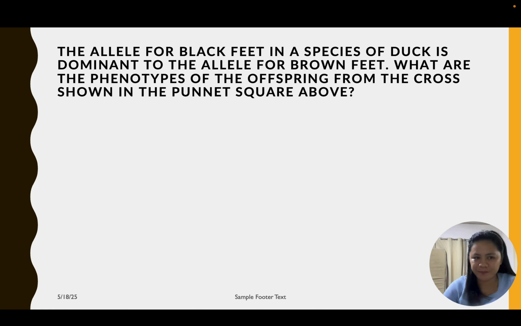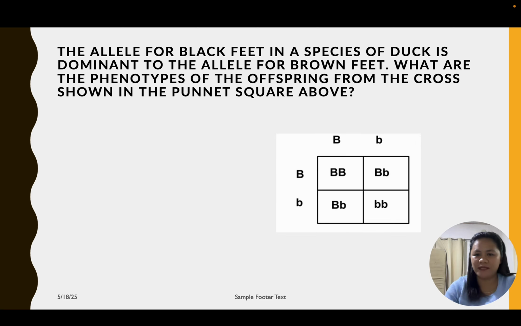Another one. The allele for black feet in a species of dog is dominant to the allele for brown feet. So, black and brown, the first letter niya is B, so you're going to be using B. What are the phenotypes? Phenotypes naman yung tinatanong dito, hindi genotype, of the offspring from the cross shown in the Punnett square below. So, yan.